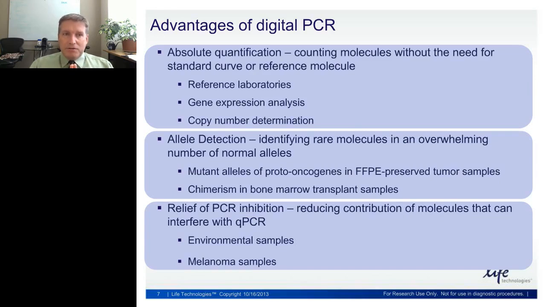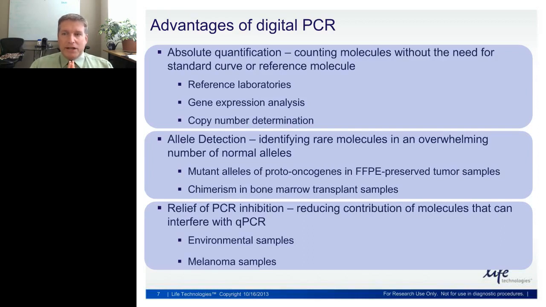I'll show you an example of a gene expression analysis experiment where we can see that without having to use any calibrator molecule, we can clearly see changes in expression level of a gene. And finally, related to the HER2 story, we're going to talk about how absolute quantification can help you with copy number determination experiments. Digital PCR is also useful for rare allele detection.